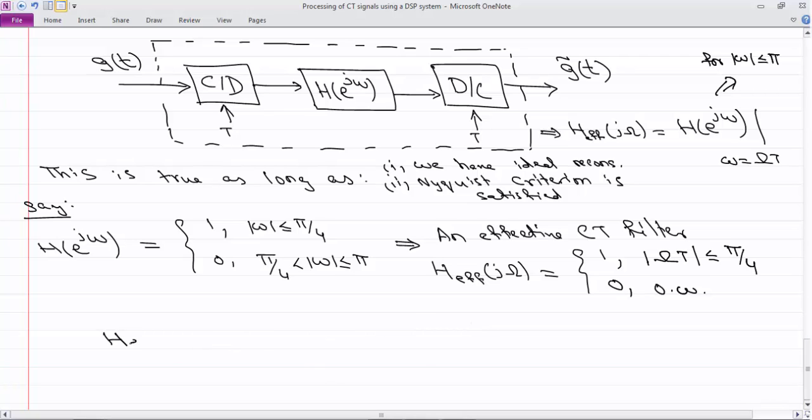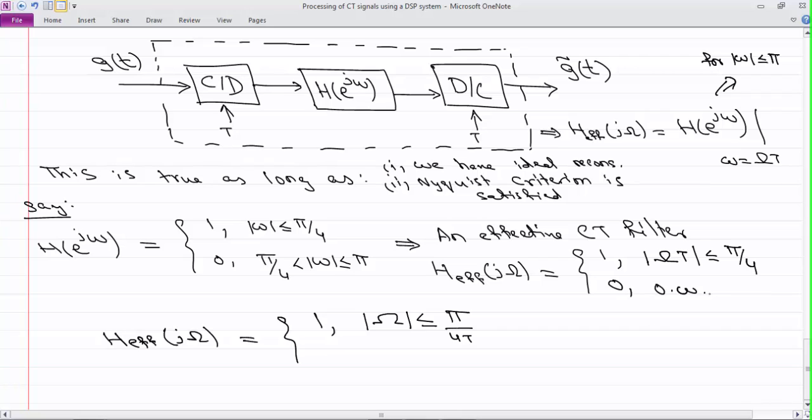And if I want to then write it as purely a function of omega, then that will be 1 for absolute value of omega less than or equal to pi by 4 over T. I take the T to the other side, and 0 otherwise. Okay.